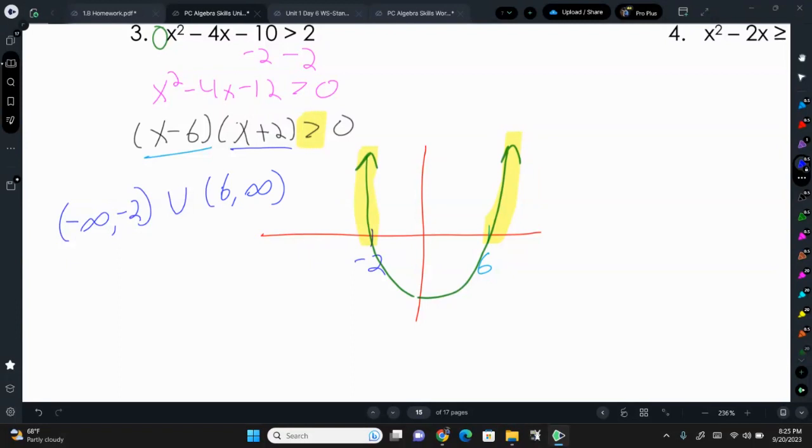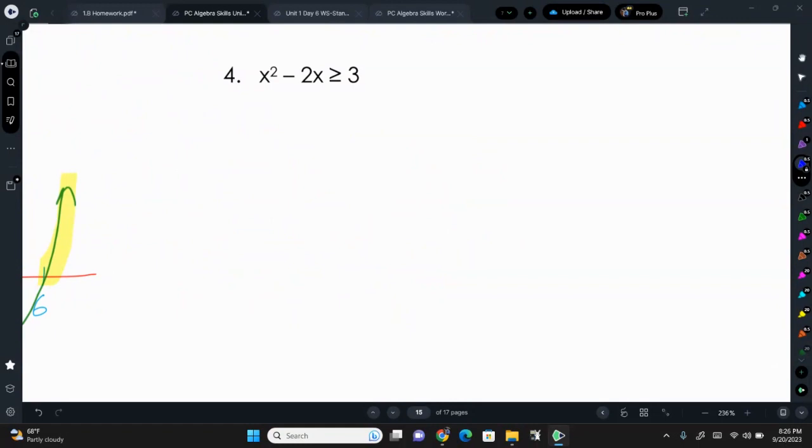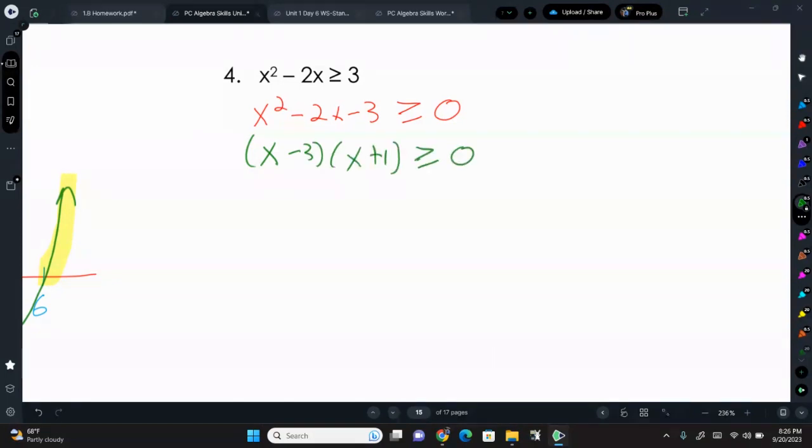So you see that the work we did last year graphing quadratics in intercept form is helping us now. Number 4, subtract 3 from both sides. We get x squared minus 2x minus 3 is greater than or equal to 0. Then we're going to factor this to x minus 3 times x plus 1 is greater than or equal to 0.